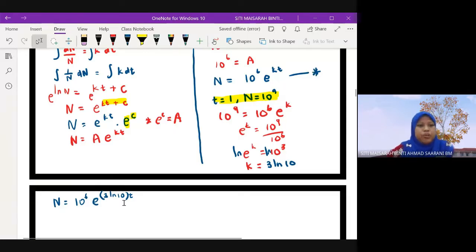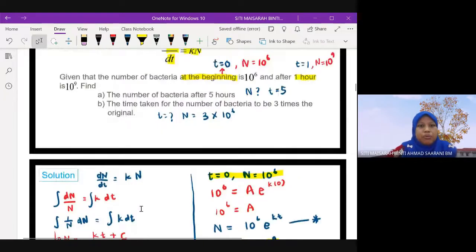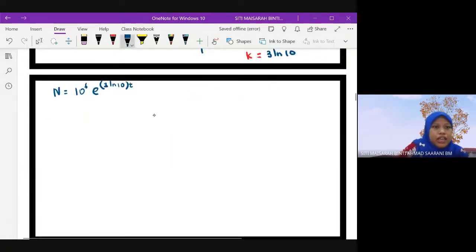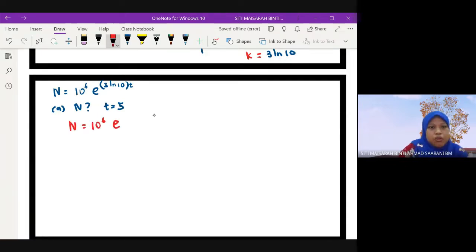So jadi kita punya N kita dah ada. So jadi kita boleh menjawab soalan lah. Soalan yang pertama tadi, nak cari number of bacteria after 5 hour. Nak cari N bila T sama dengan 5. So jadi N equals to 10 power of 6 E power 3 ln 10 times dengan 5.